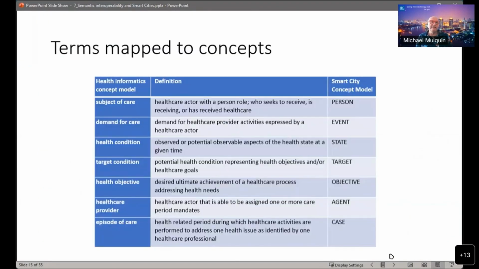So, here's an example of one. Within health information, subject of care, there's a definition, and that maps to the concept model of person. And you can go all the way down. They're very simple. They don't contain anything like as much detailed information as the actual specialist term contains. But what it does do is it focuses on what the core aspect of that term is about.